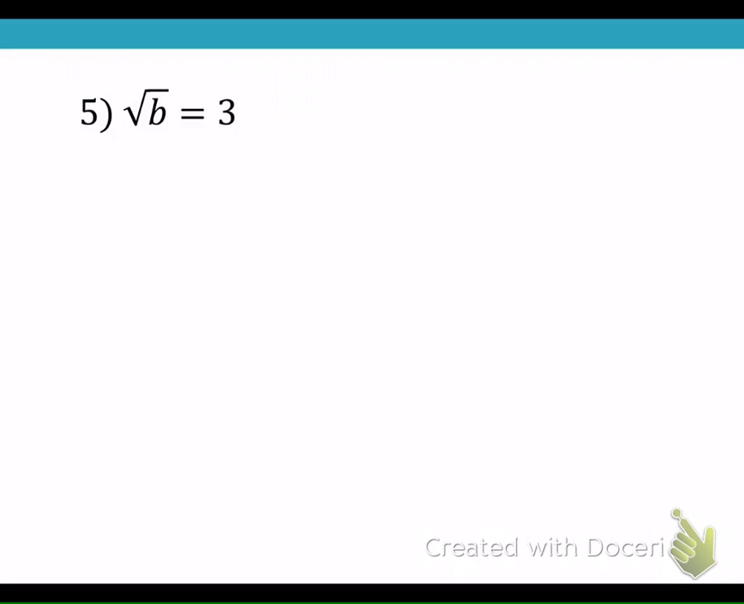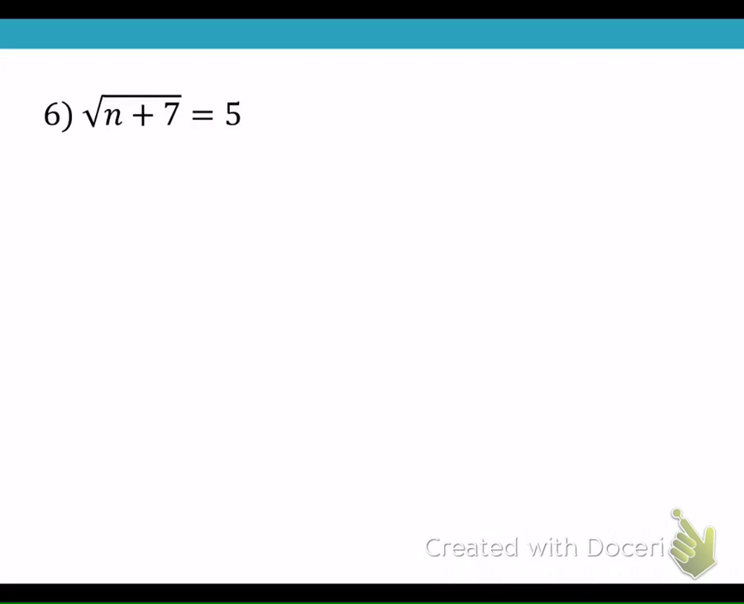All right, now this is the complete opposite. Do you see how this is the square root of b? To undo a square root, you square it. So if you have a little exponent of 2, you take the square root. If you already have a square root, you just square it. When you square it, you don't need the plus or minus.